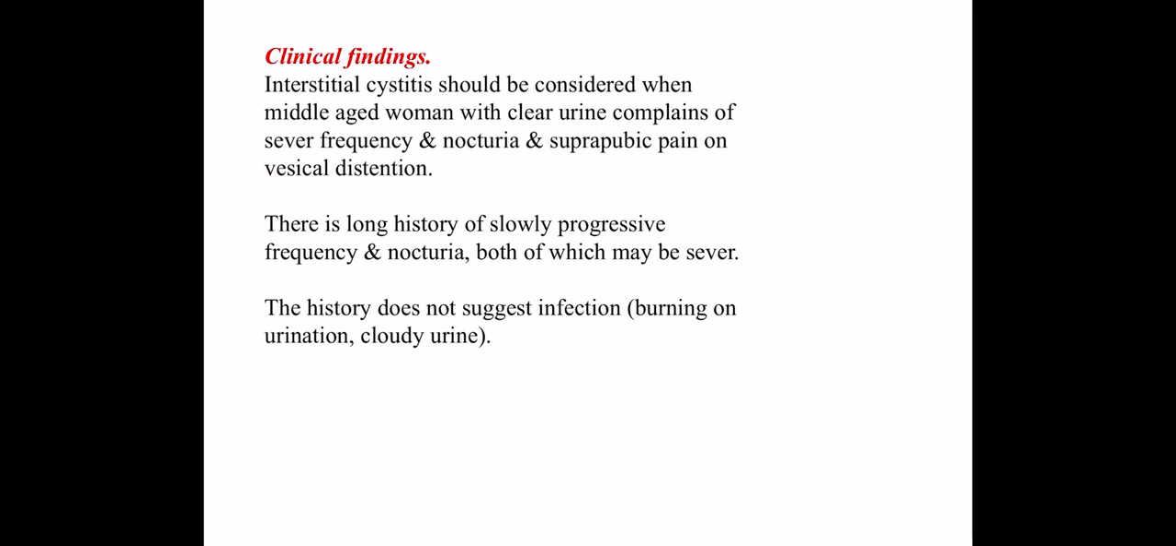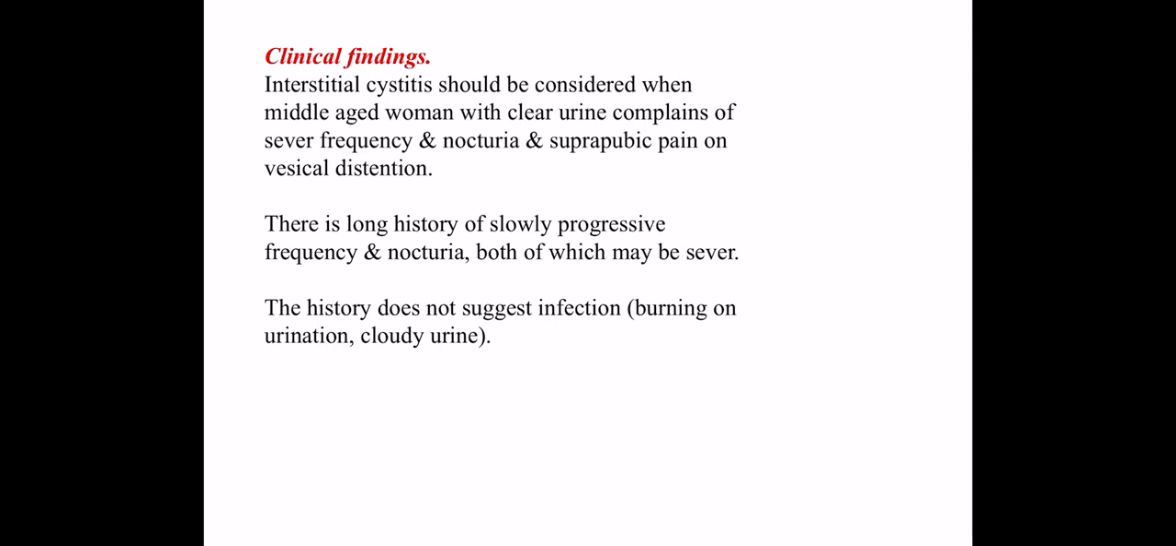Clinical findings: interstitial cystitis should be considered when middle-aged women with clear urine complain of severe frequency, nocturia and suprapubic pain on vesical distension. There is a long history of slowly progressive frequency and nocturia, both of which may be severe, and this differentiates it from bacterial cystitis. It is gradually progressing, while an infection is usually of sudden onset. The history does not suggest infection.